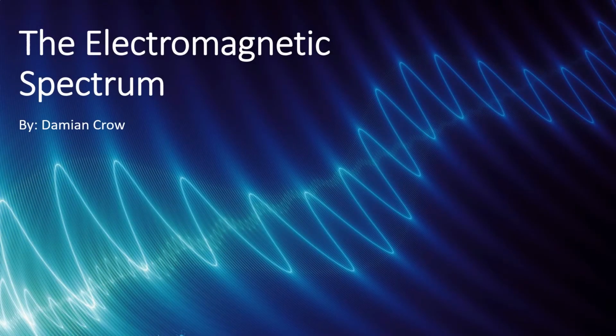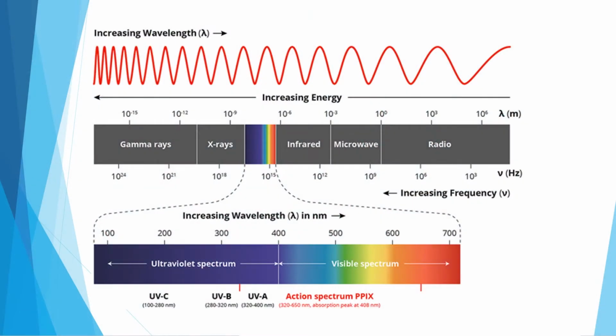In this presentation, we will discuss the electromagnetic spectrum. The electromagnetic spectrum consists of waves of varying wavelengths and frequencies. These include radio waves, microwaves, infrared light, visible light, ultraviolet light, X-rays, and gamma rays. The relation between frequency, wavelength, and energy is seen in this depiction of the electromagnetic spectrum.